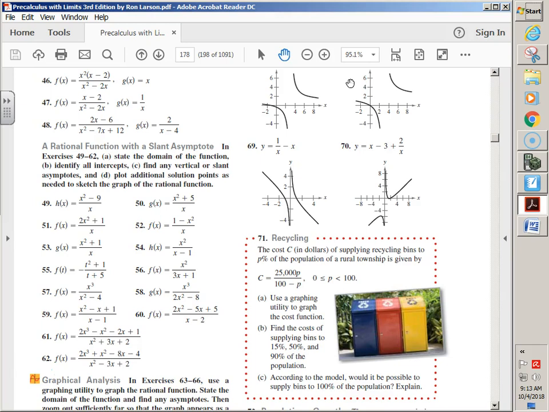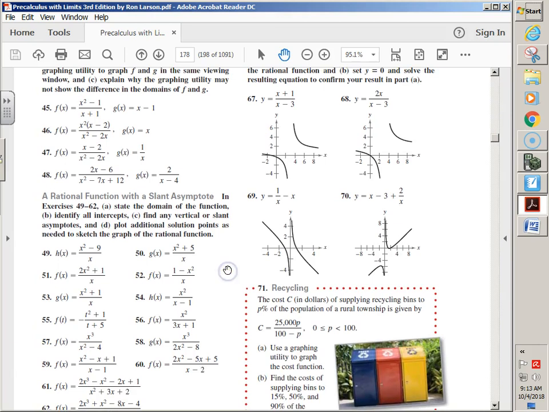This one would have an oblique asymptote because the degree is higher by 1. So we would do long division here, and here, and here, and here. Oh my goodness, they all had oblique asymptotes?